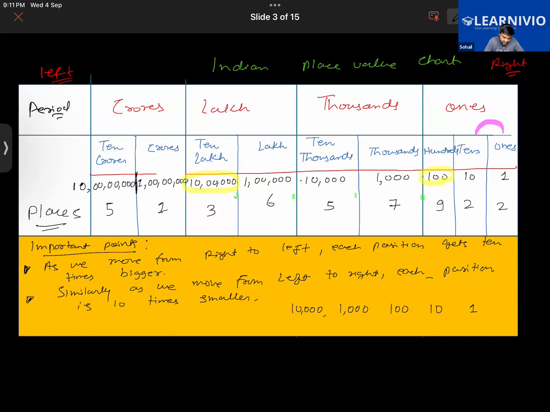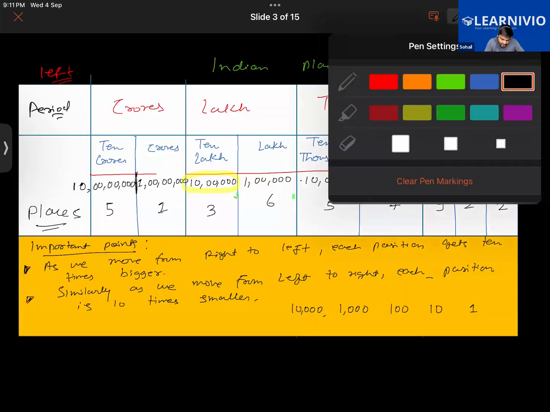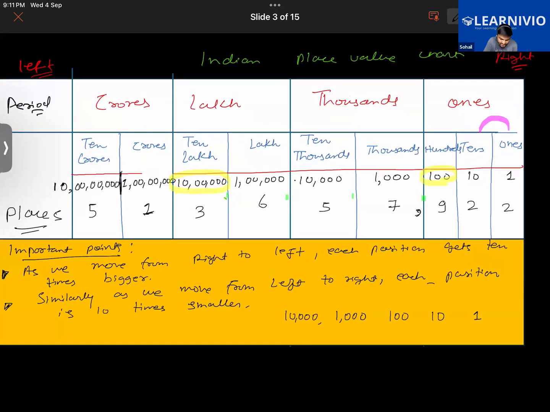Let me check if the number is correct. 5, 1, 3, 6, 5, 7, 9, 2, 2. Okay. So where the first period ends, between 7 and 9, it is the ending of the hundreds. Yeah, after the 9. Exactly. So the first comma will be put after the hundreds place, that is between 7 and 9 here.